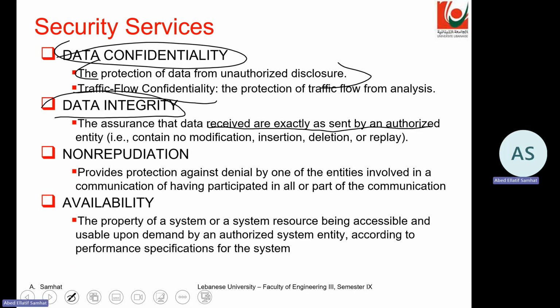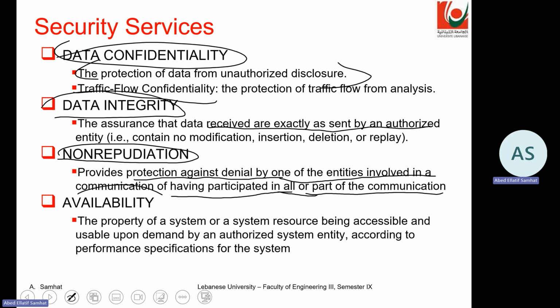Okay. Another important service is non-repudiation, which provides protection against denial by one of the entities involved in a communication of having participated in all or a part of the communication. So no one can deny, if someone did a service or sent something, with the non-repudiation service. It's not possible to deny this. No one can deny, because we have proof that he is the one who did it. So that's why non-repudiation is an important security service.